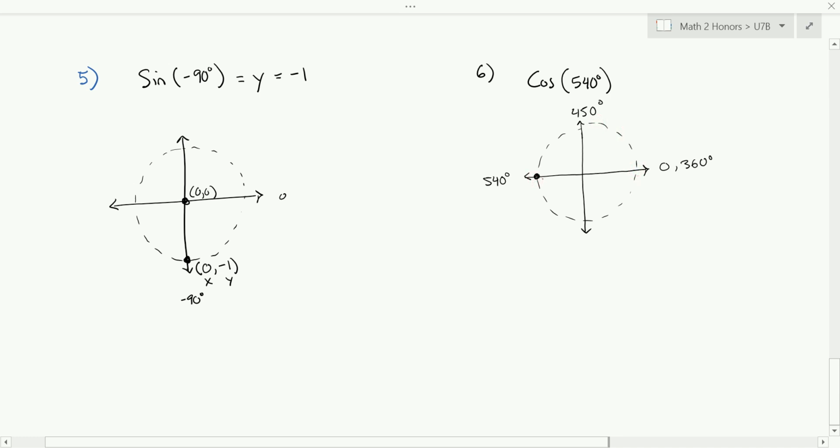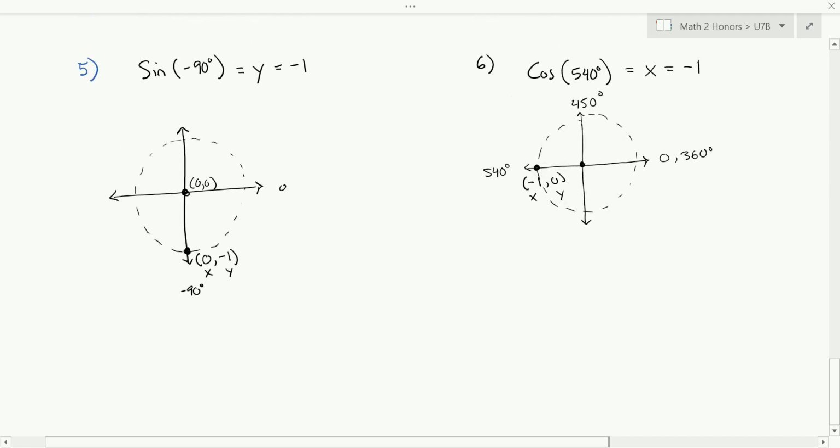That's the coordinate. And remember, the distance from 0, 0 to any point on that circle is 1. So what's the coordinate of that point? Negative 1, comma 0. Negative 1's x, 0 is y, and it's cosine of 540, which is your x value. So we get negative 1.